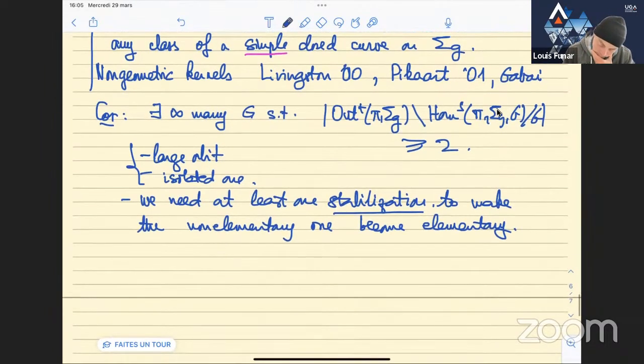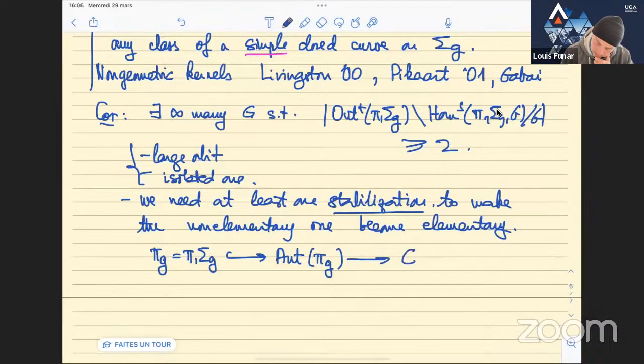Well, we can say more. We can say that, let me note that pi g is pi1 of sigma g to make it simpler. It embeds into the automorphism group of the fundamental group, and it's sent, if I'm taking some finite dimensional representation.